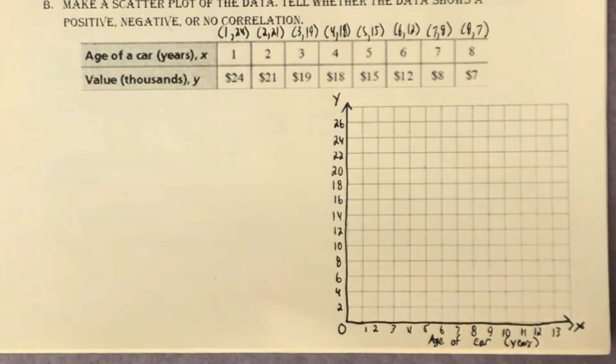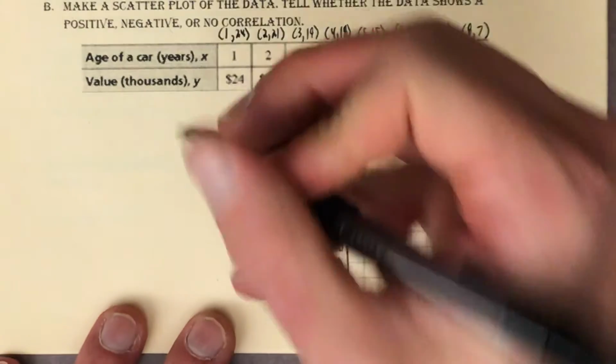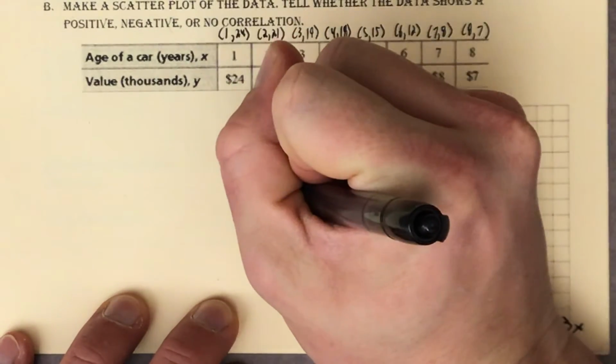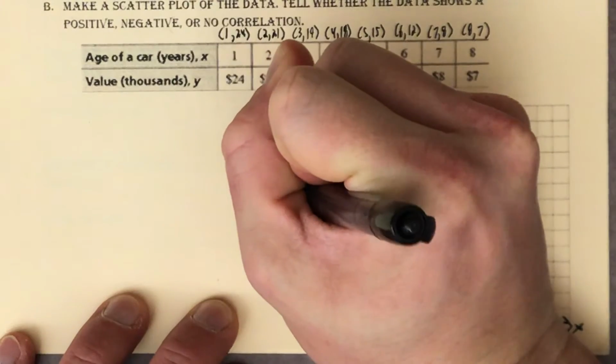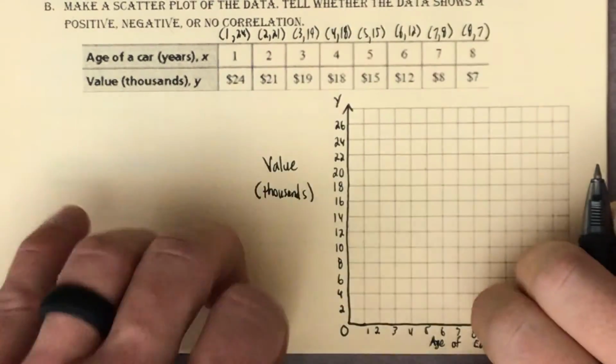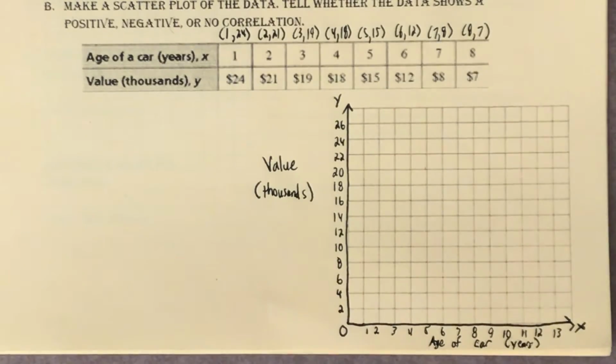And I'm allowed to do that, as long as I label it so I know what I'm counting by. I can count by 1s on the X and 2s on the Y. That's completely fine. The last part is we need to label the Y-axis and what it's talking about. It's talking about the value in terms of thousands. So even though we had numbers like 24 or 21, that really means 24,000 or 21,000.